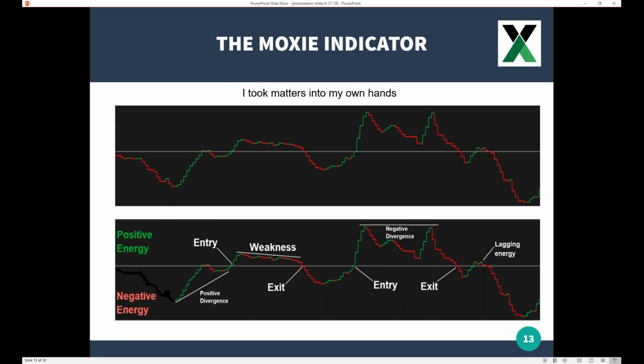And so I finally took matters into my own hands, and that's when I created the Moxie indicator. Now, I know right off the bat, this probably looks like one of those squiggly lines that I said that I hate and I can't trade and makes no sense to me. But if you look at this, you'll notice that it's actually stair-stepped and that there's a 0 line and that it's red and green. But primarily the stair-step is huge. That's one of the biggest keys to this indicator.